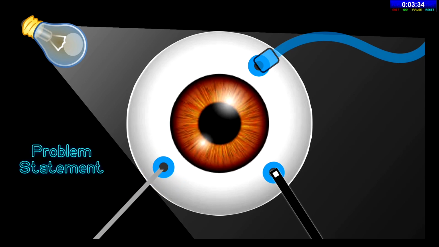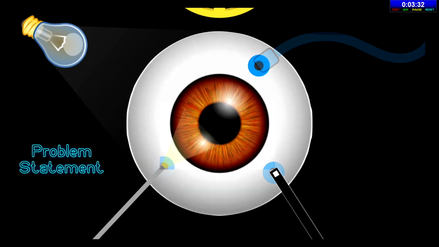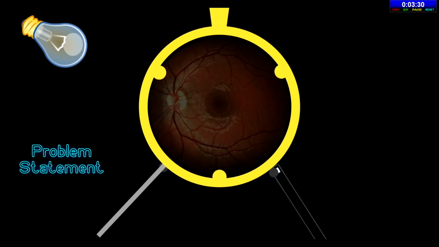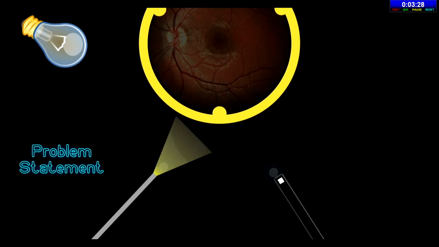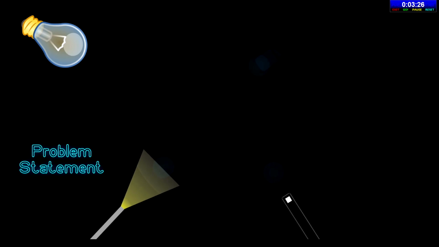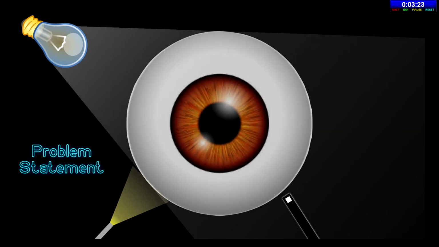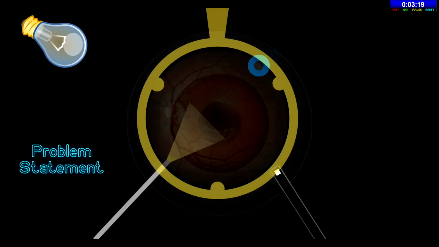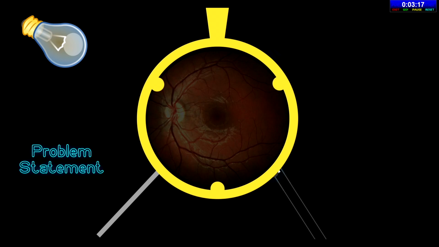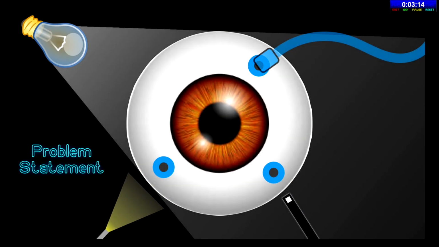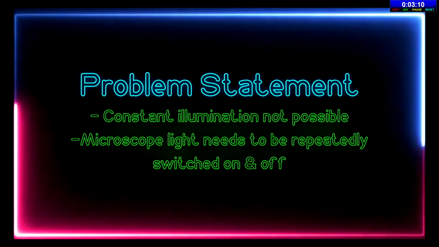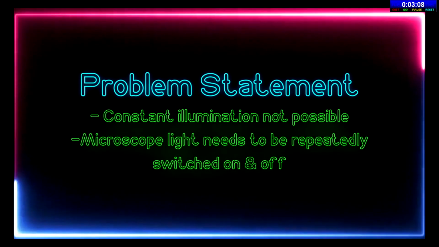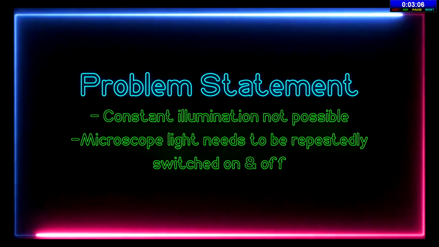We go inside and then the microscope light is switched off, and then we put the lens, and we go in and do our retinal surgical procedures. But sometimes when you want to exchange the instruments, we cannot see because the light is off, and then we need to switch on the light again, and then after switching it on, we again need to go inside, and that keeps happening repeatedly multiple times during the vitreoretinal surgical procedures. So we needed constant illumination, which is not possible, and the microscope light needs to be repeatedly switched on and off. So that was our problem statement.